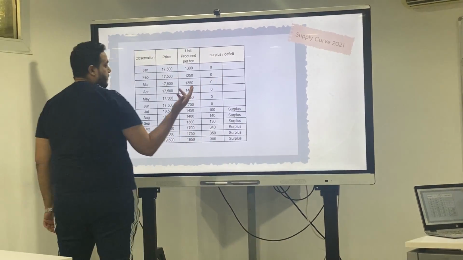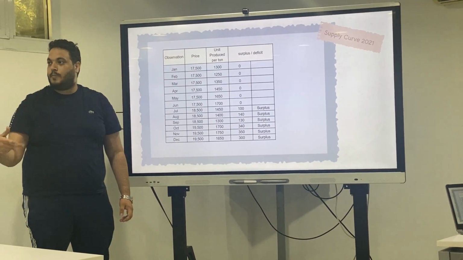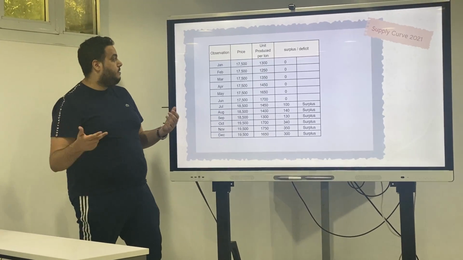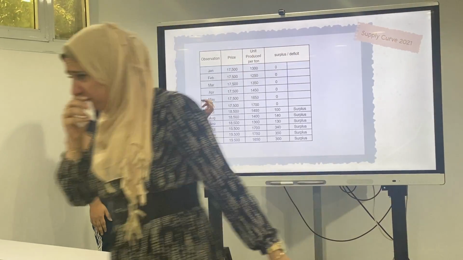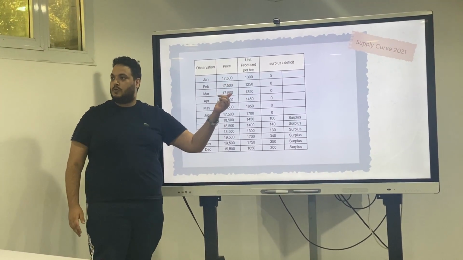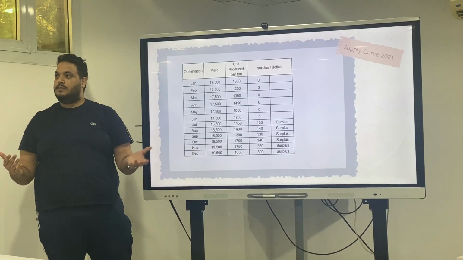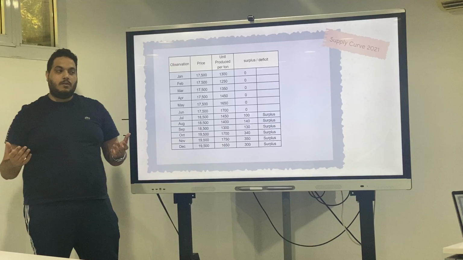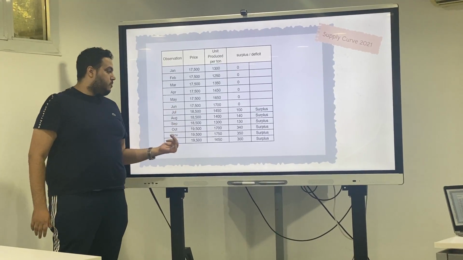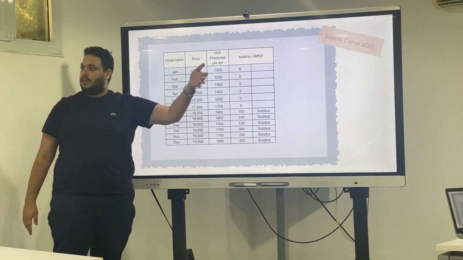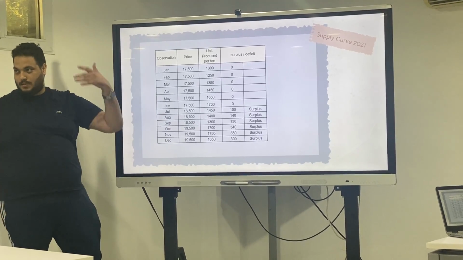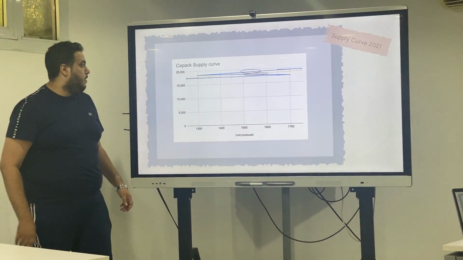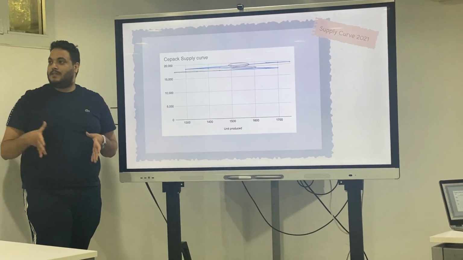Here we're talking about the surplus and the deficit. We will see from Jan to June, there is no deficit or surplus, so it's equilibrium. The demand equals supply. And from July to December, there is a surplus in each and every month, because the supply is always bigger than the demand.